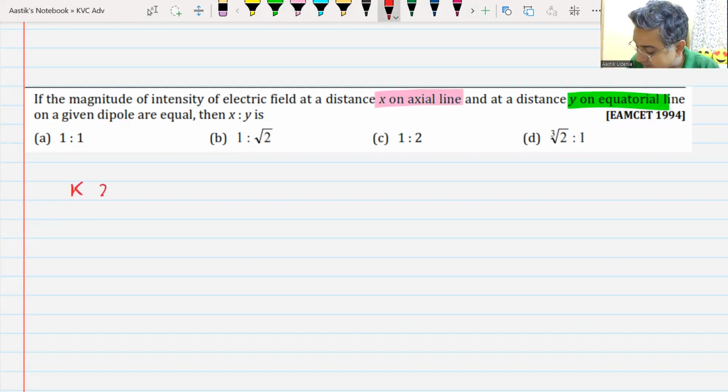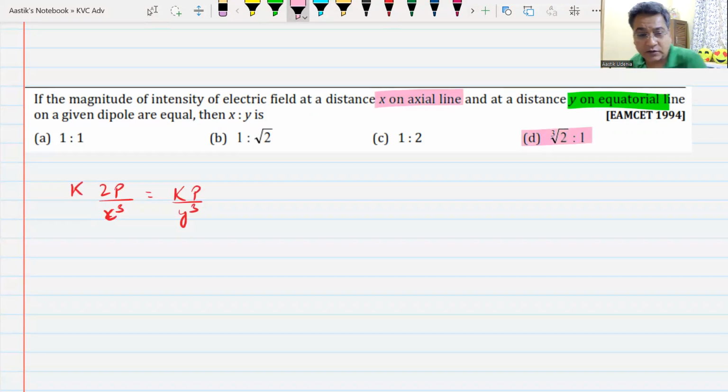Electric field on the axial line is k into 2p by distance x cubed. That must be equal to k into p by y cubed. I hope you can solve it from here. Once you get this, the answer will be option D.